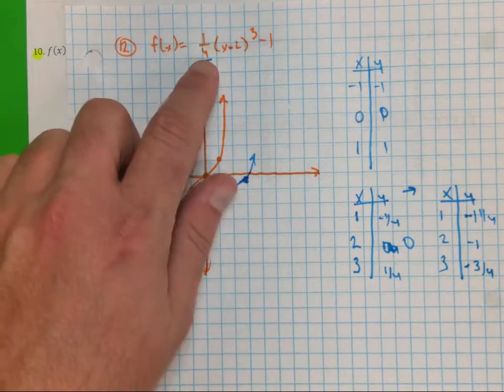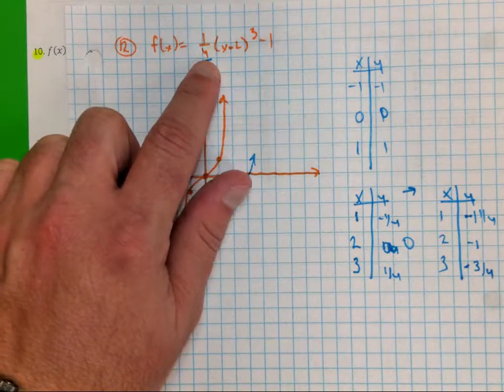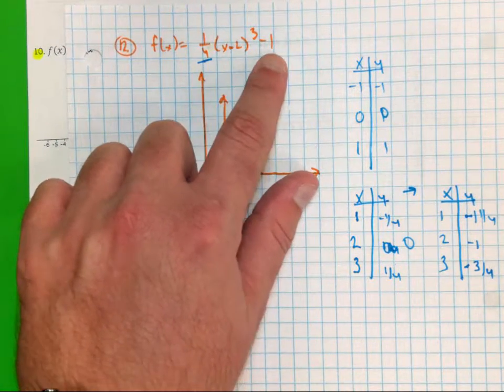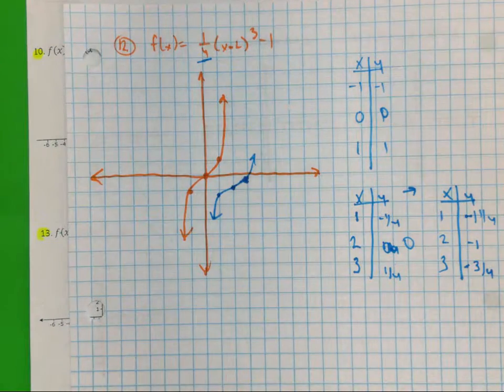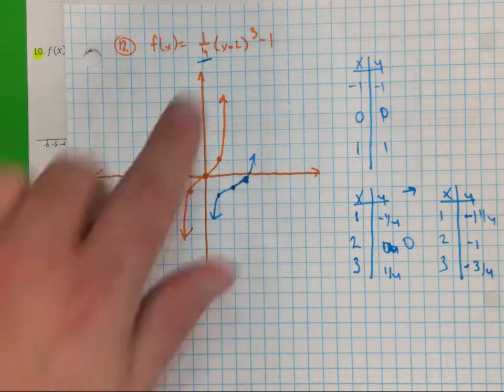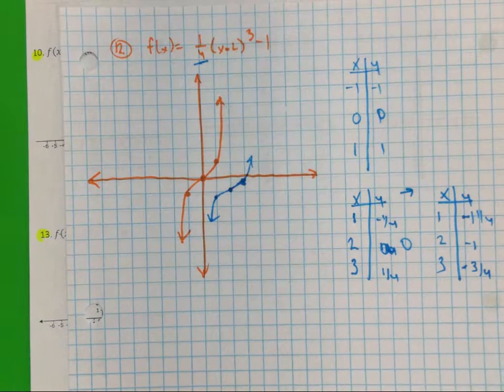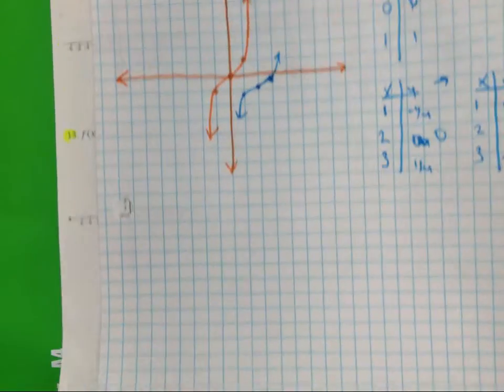Now, how would I write that? Shrink by a factor of 1/4 vertically, move right 2, up 1. Did I say move up? I mean move down, sorry. Move right 2, down 1, sorry. Are there any questions on 11 and 12?